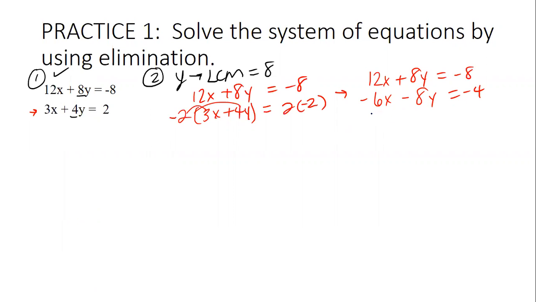All right, so then we're good to go. So step 3 is to add them together. What happens when I add the y's? They cancel out, they eliminate, right? And I'm left with 12 and negative 6x, which is 6x, equals negative 8 and negative 4, which is negative 12.